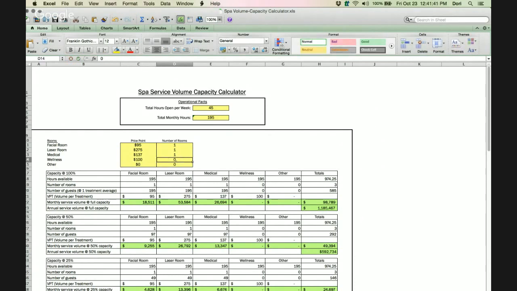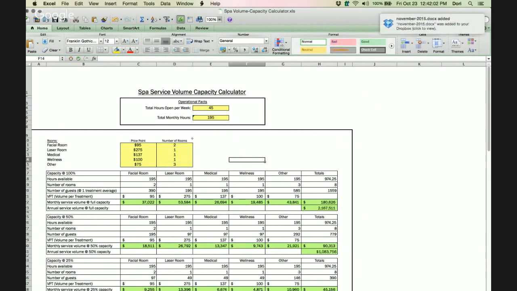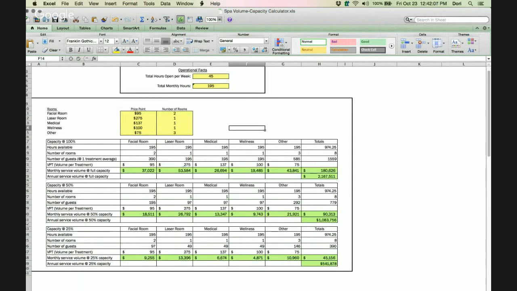So you just insert that and you say you have one room. Let's say you have two facial rooms. So then you simply change that to two. Let's say you also do massage and you're averaging, let's say, $75 per massage, and you have 3 massage rooms. So this is where you put in all your information. Then it actually just calculated everything for me automatically.